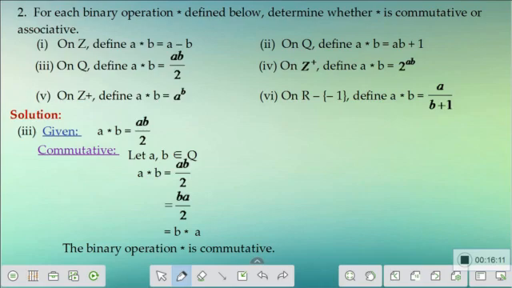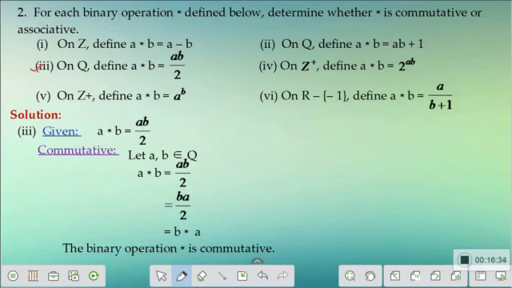The third subdivision is on Q. Define A star B equal to AB by 2. So we have two elements called A and B in Q. Let's write what is given. Given is the definition of the binary operation, which is nothing but AB by 2. Let's start with the commutative property.